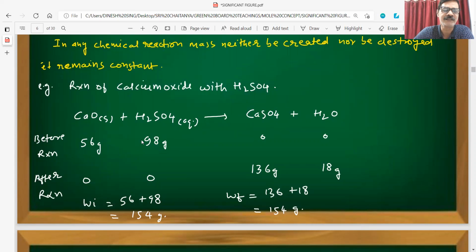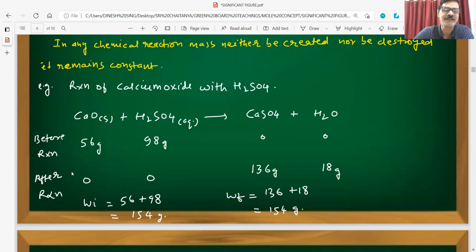After completion of the reaction, the calcium oxide completely reacts with H2SO4. So after the reaction, the mass of calcium oxide left will be 0, and the mass of H2SO4 will also be 0. Or if we consider the total mass, that is before the reaction, the initial amount, how much will the total be? 56 plus 98, so this will be 154 gram.